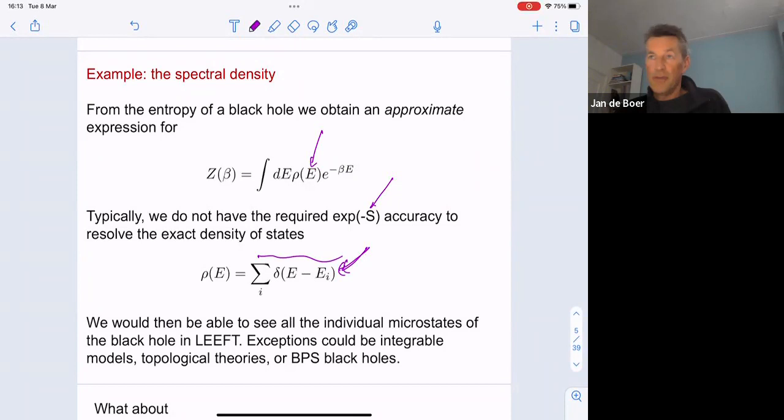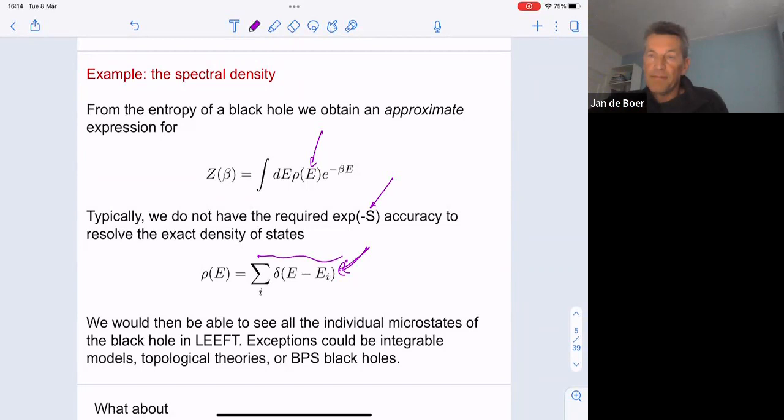the semi-classical theory. In particular, all those energies E_i have an energy spacing which is of the order of e to the minus S. So you would need to really resolve things with a precision e to the minus S in the semi-classical theory to see all these individual energy eigenvalues, and that seems very unlikely. Presumably, this is not part of the validity of low energy effective field theory.